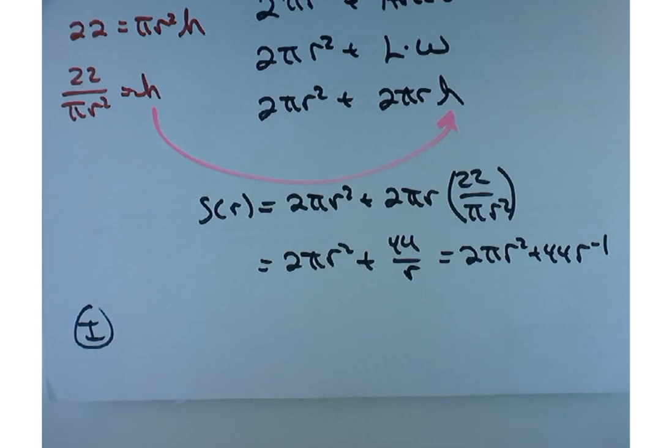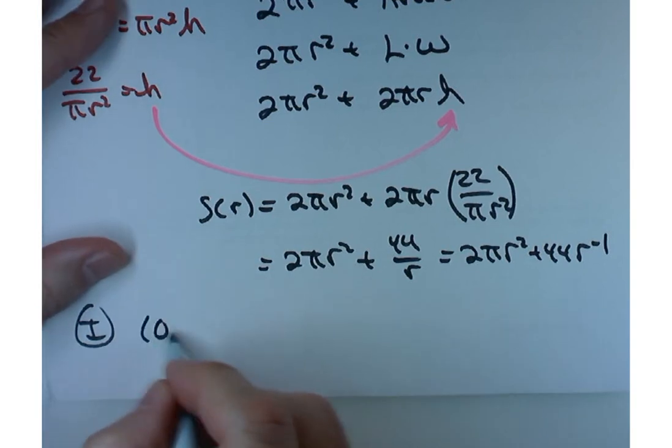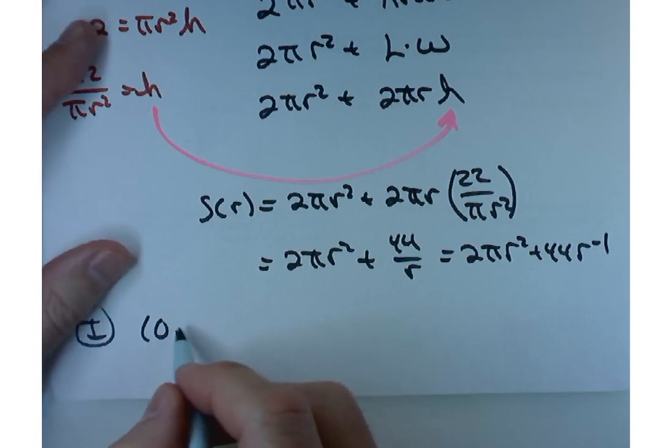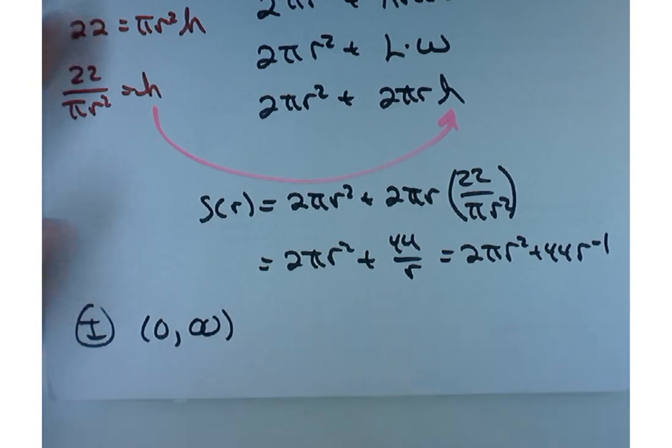Zero. Yeah, that's kind of the only natural restriction. You can't have a radius of 0. You can have a radius as big as you want, although at some point your can would be vanishingly small and wouldn't be very practical. But somewhere between here and here, there's going to be a winner.